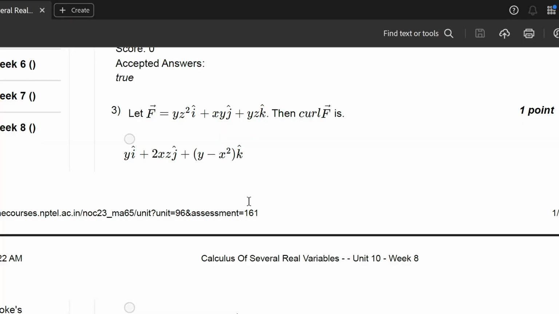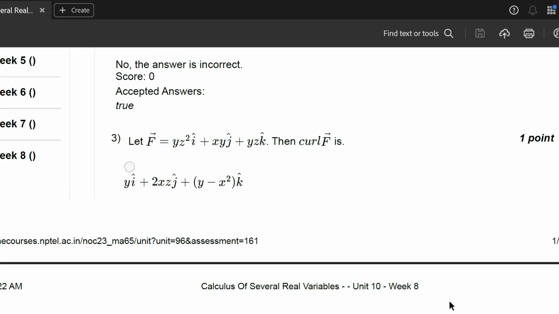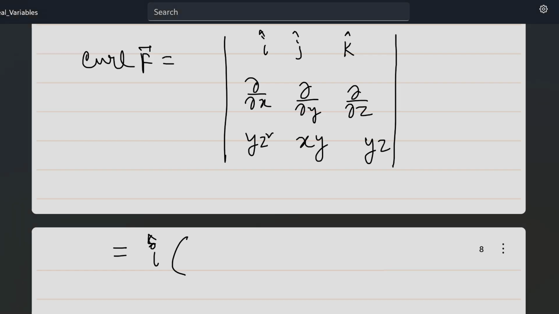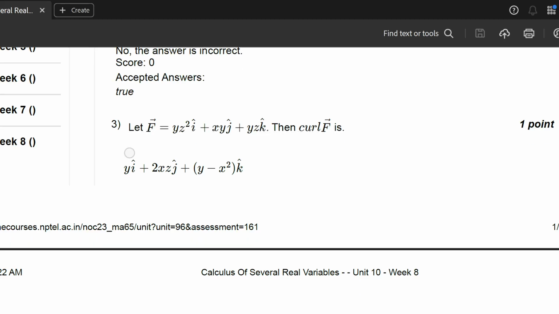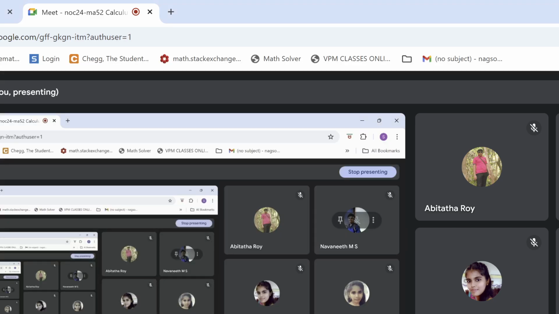I will show you the question better. This is the question. So the answer is z i cap plus 2yz j cap plus y minus z squared k cap. Yes, correct. So this is the answer. It is already given, an accepted answer. It is a previous year assignment question. Okay, you are correct. The other person who raised a hand, did you get the same answer, or are you still calculating? Oh, yes, still calculating.